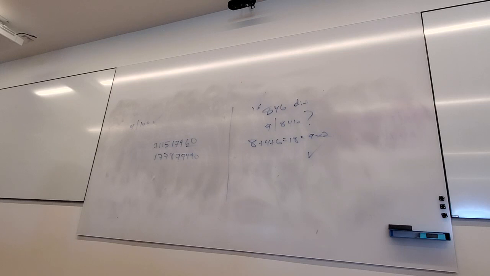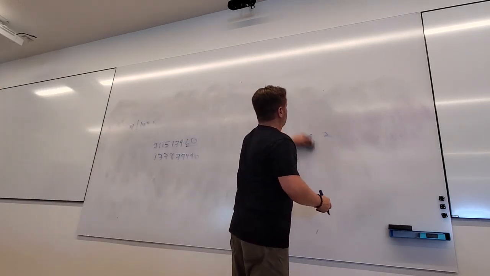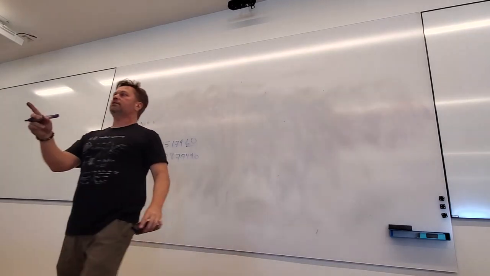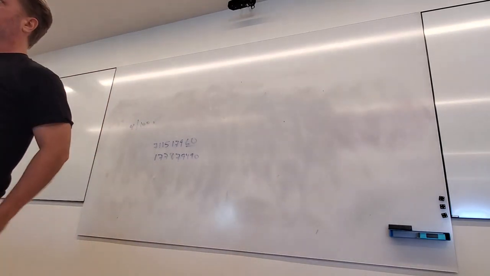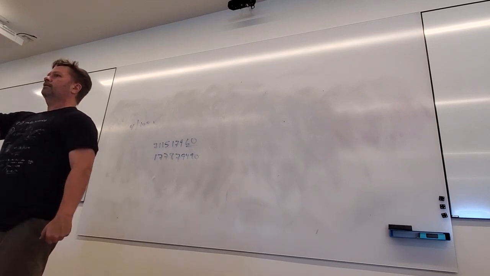Does that make sense? So what kind of number must it be then to be divisible by 6? Even. It's got to be an even number where all the digits add up to a multiple of 3. Can somebody create a number that does that? Create a number that's divisible by 6.